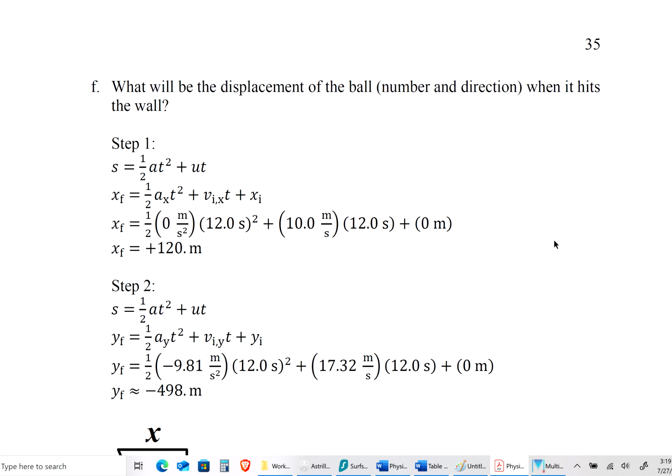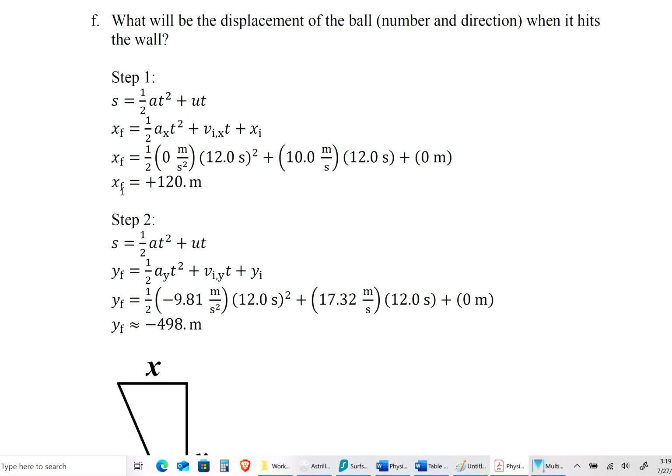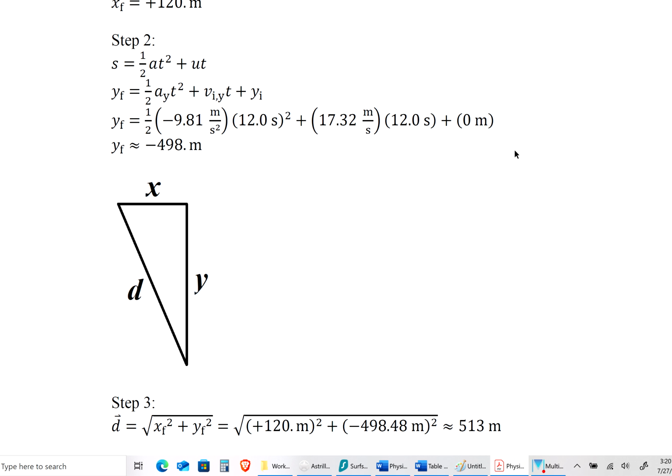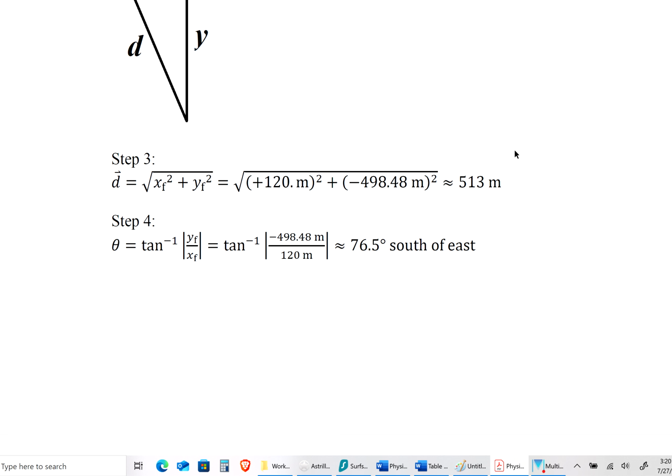Part F, what will be the displacement of the ball when it hits the wall? Find the displacement horizontal. Find the displacement vertical. Draw a nice triangle to understand that the displacement's going to be south of east. Here's the magnitude 513. Here's the direction. 76.5 degrees south of east.